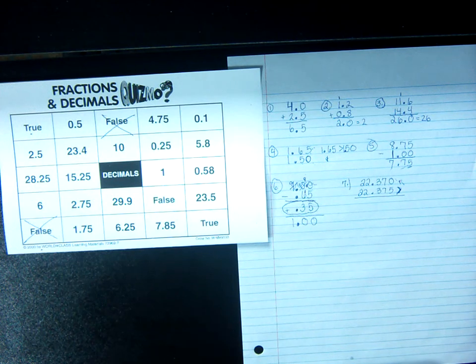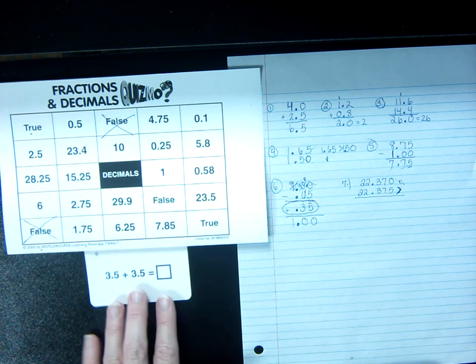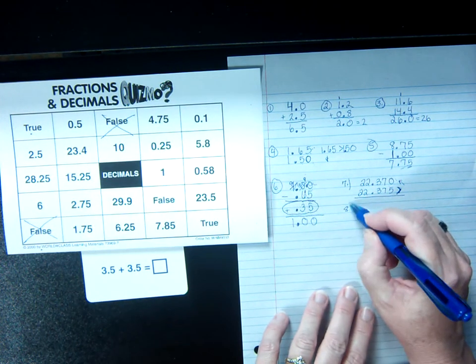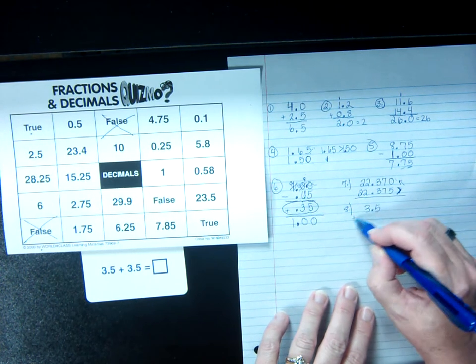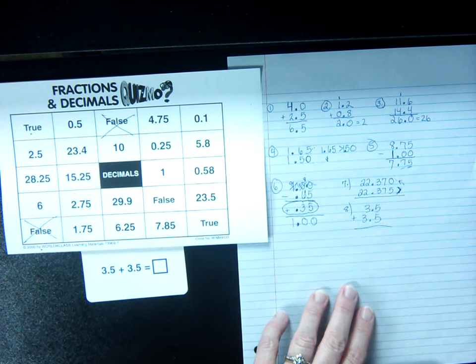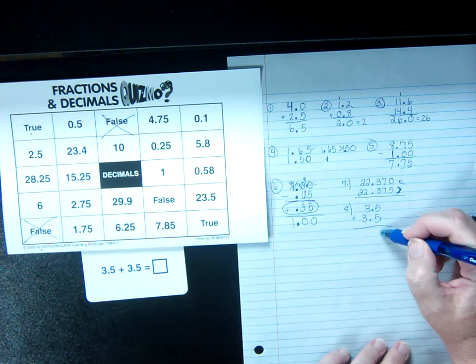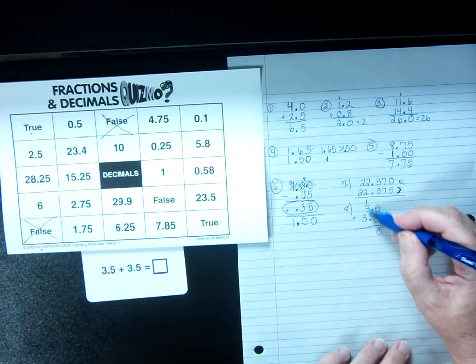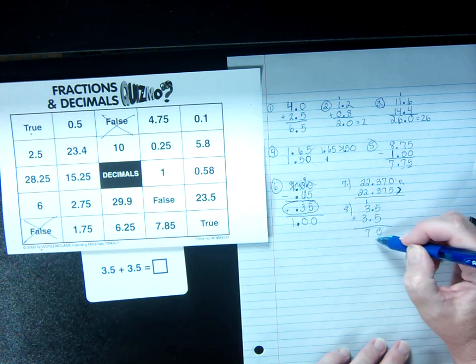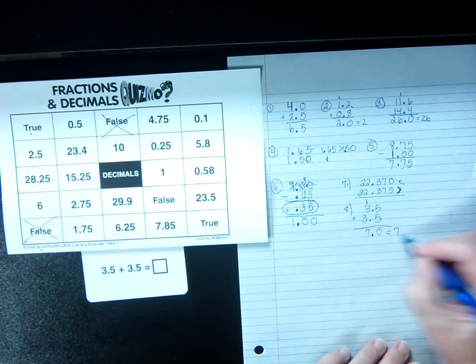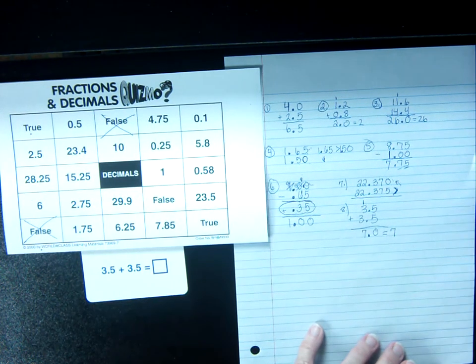Hopefully you're doing well. I'm going to go to the next one, and let's try this. Let's say we have 3 and 5 tenths plus 3 and 5 tenths. Number 8. Well, again, lining up the decimals. This one's nice because I don't have to add any filler zeros, and I can just add straight down. I get 5 plus 5 is 10. Carry the 1. 3 plus 3 is 6. Add 1, I get 7. And my decimal is right here. So I have 7.0, which is the same as just the number 7.